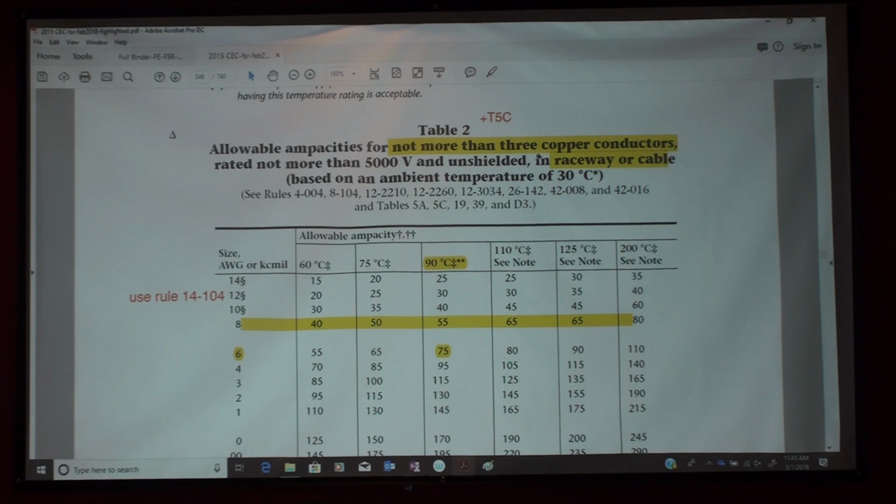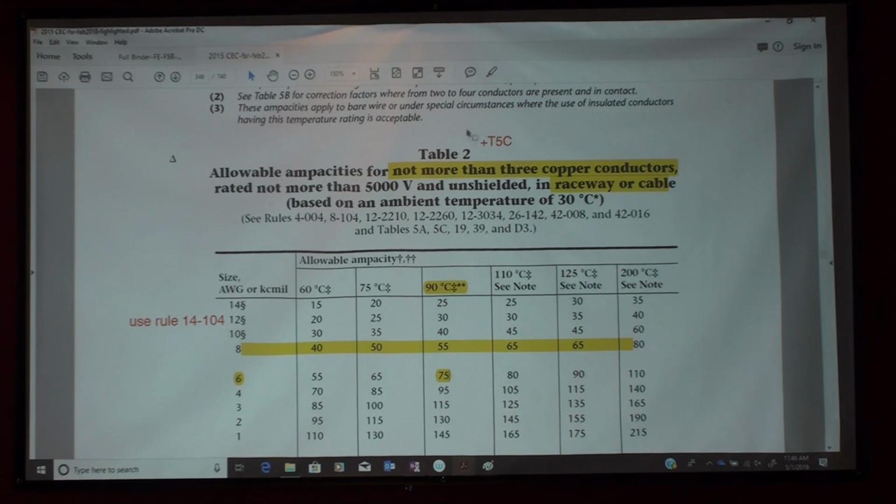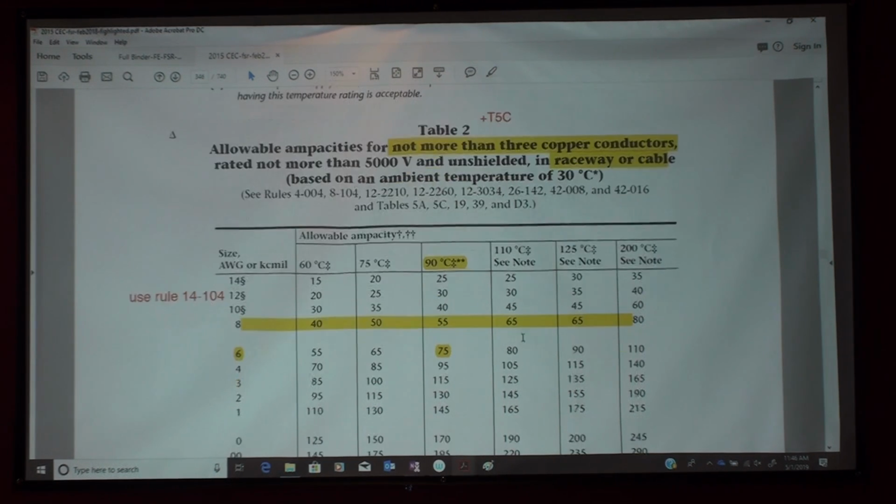This table is only good up to 3 wires. If I have more than 3 wires, I go to table 5C for derating, right there. Now go to table 5C, look for the derating factor for 20 wires, give me my answer. Multiply by 0.7. 0.7 for 20 wires. Multiply 75 times 0.7. 52.5 amps is my answer then.